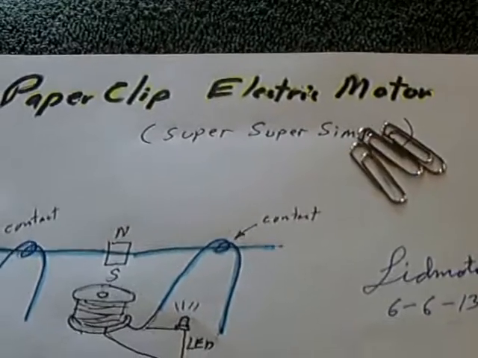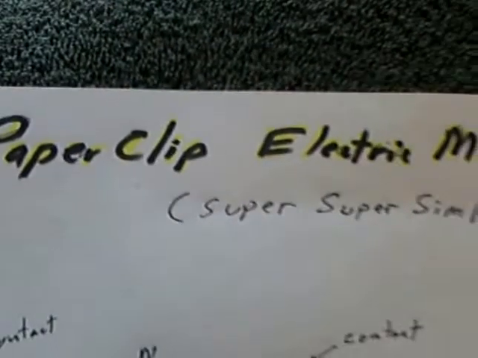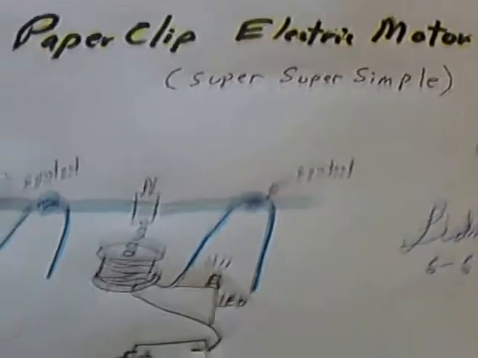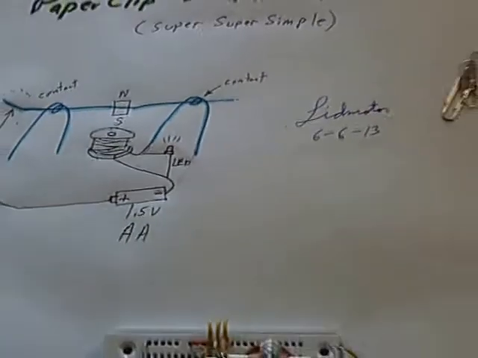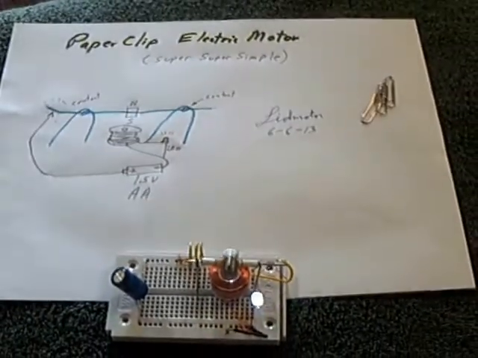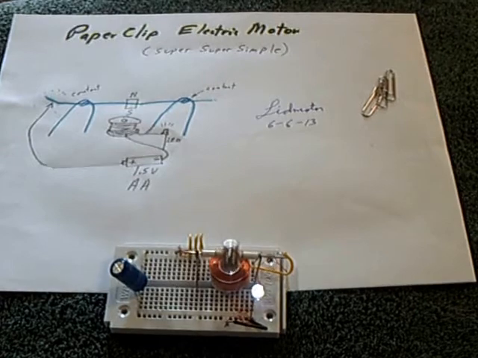So anyway, that's the little paperclip motor, the super simple paperclip electric motor. And it's the 6th of June 2013. It's something fun to do.